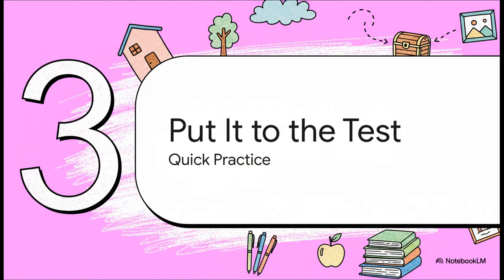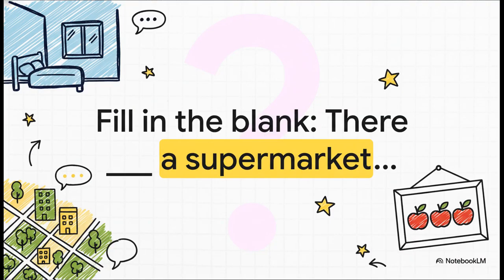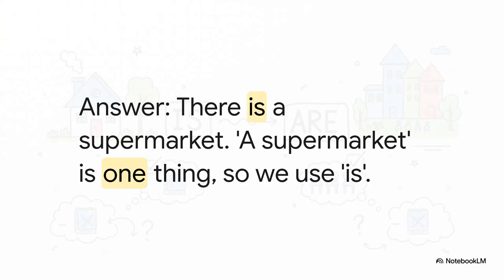Okay, enough talk. Theory time is over. You've seen all the rules, so now it's time to put your new skills into action with a few quick practice questions. You ready? All right, here's the first one. There, blank, a supermarket next to the bank. So is it is or are? Think about it. A supermarket. Is that one thing or many things? And the answer is. Of course it is, because a supermarket is just one thing. So we need the singular form. You got it. Great job.